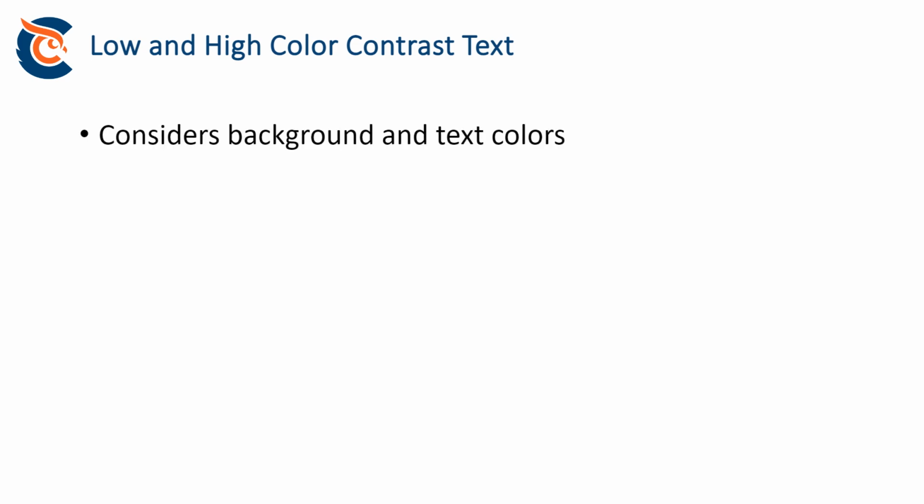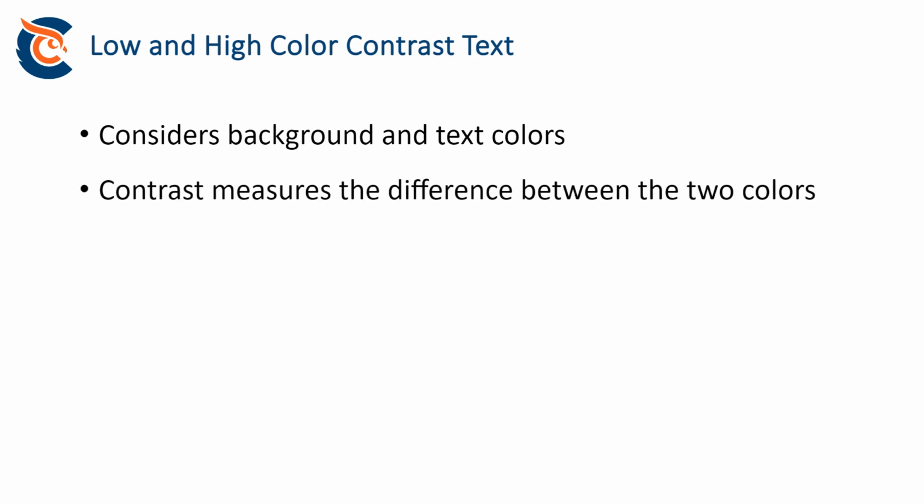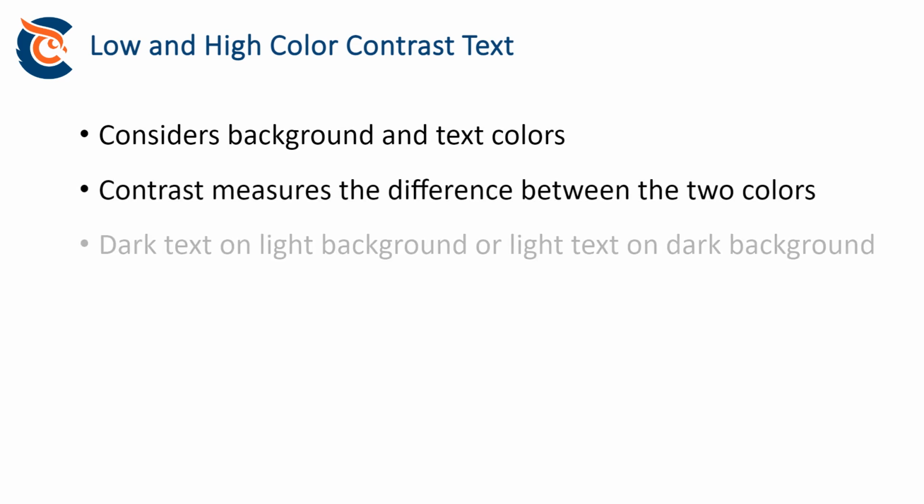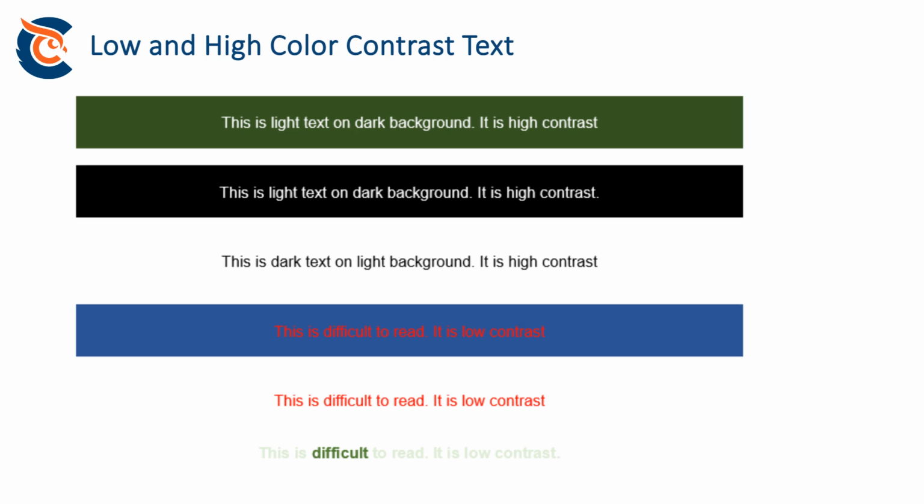Let's look at color contrast, which considers the background and text colors. Contrast measures the difference between two colors. If the text is dark, the background should be light. If the background is dark, the text should be light. Let's pause and examine a few examples of low and high color contrast text.